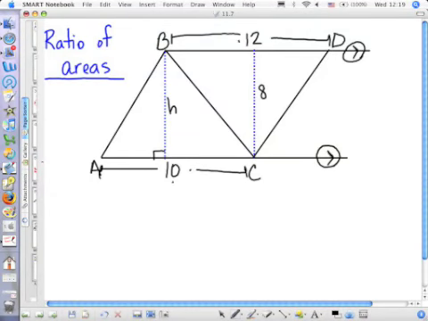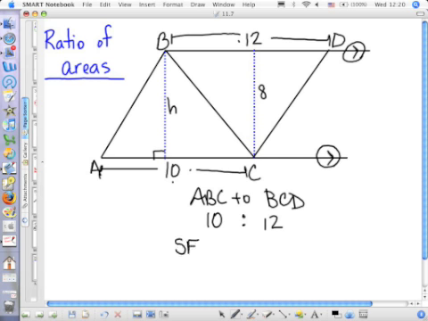10 and 12. Base and base. Okay? Now we're going from ABC to BCD. So ABC is 10. BCD's corresponding base was 12. What am I working towards right now? My scale factor, but I have to do what to this? Reduce. I need to reduce this. Both of them can be reduced by 2.